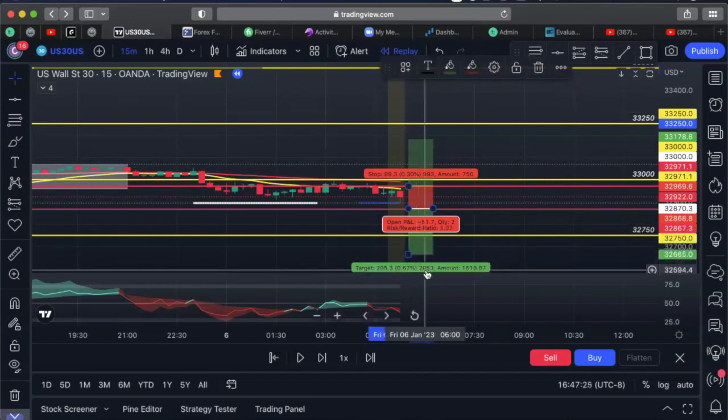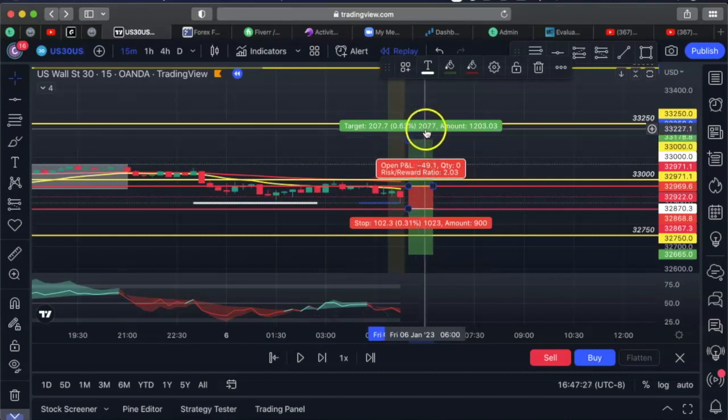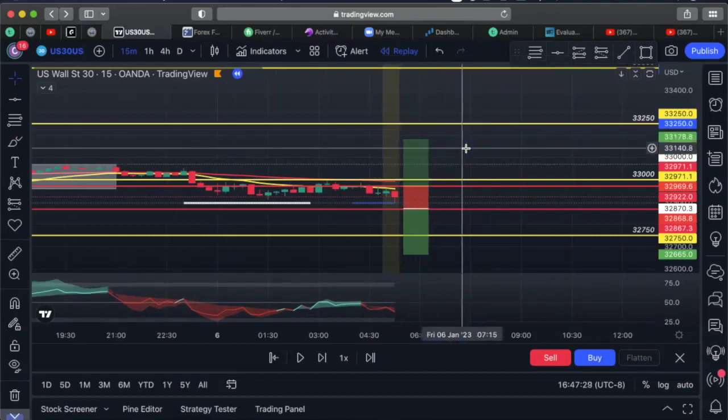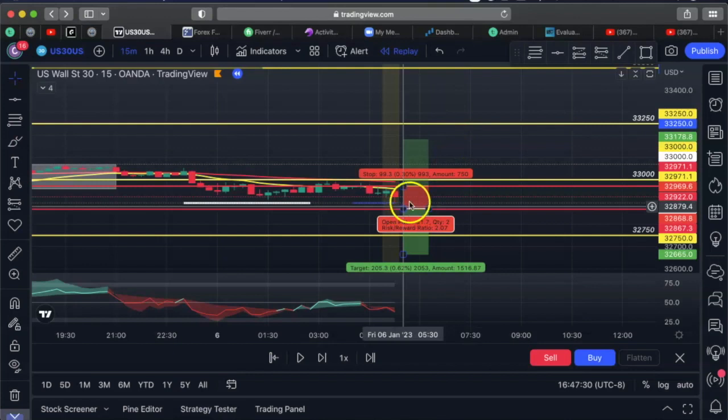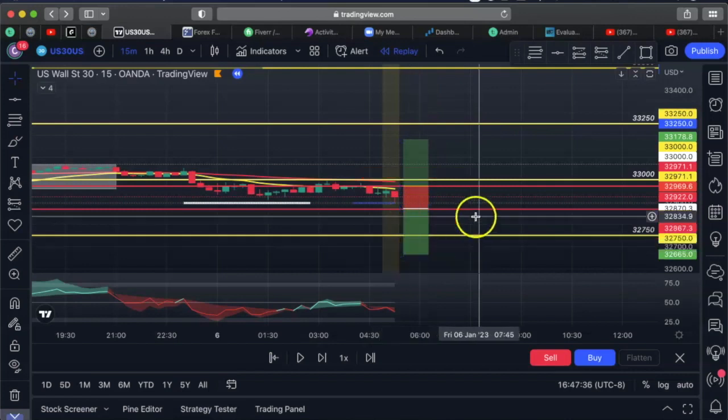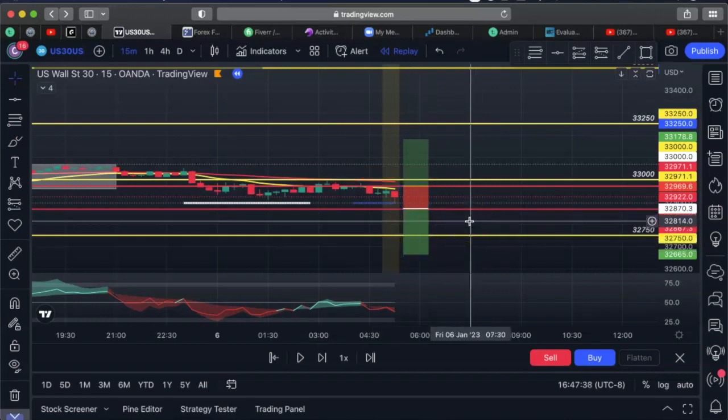2,000 pips. So right here's our pip count. And then right here's our pip count. So what we're overall betting is that the market's going to either hit this buy stop and continue to go up, or it's going to hit our sell stop and continue to go down. So that's what we're doing here.